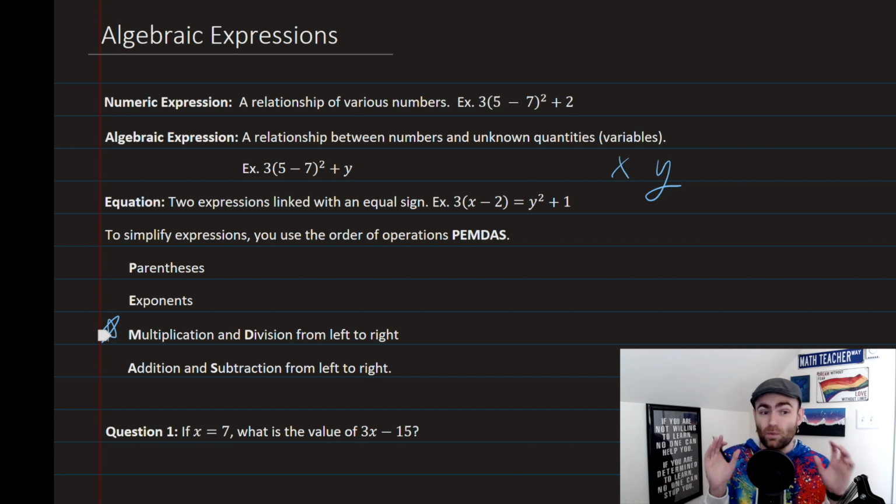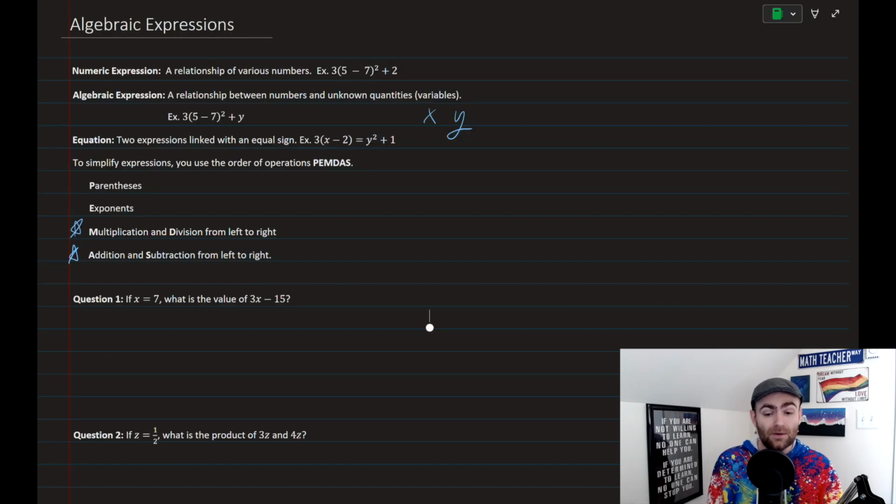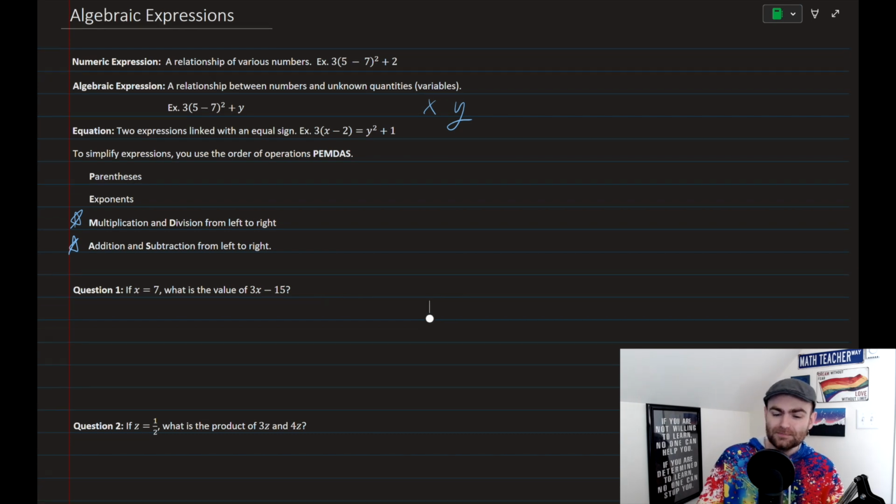So if you see weird Facebook pictures or whatever that have a bunch of strings of numbers, and it's like, what's the answer? And you see lots of people getting different answers, it's because they're not following the order from left to right for multiplication, division, and addition and subtraction. All right, let's get started.